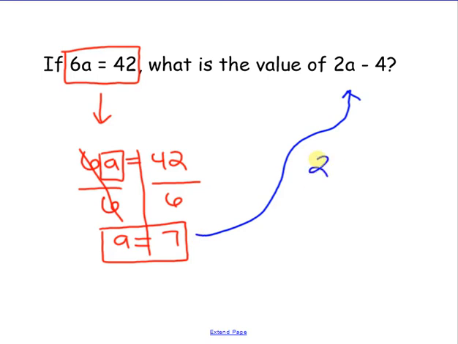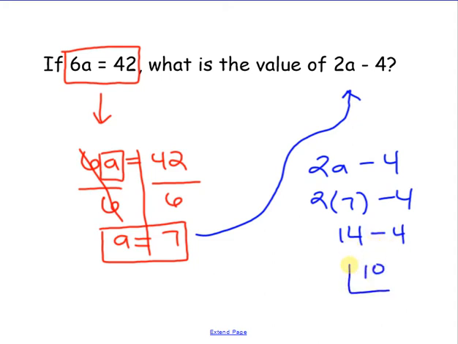So you have 2a minus 4. 2, instead of a, put in the 7, minus 4. 2 times 7 is 14. The reason why I did that first instead of the subtraction is because order of operations tells you multiplication goes before subtraction. Minus 4. 14 minus 4 is 10. 10 is the answer to your problem.